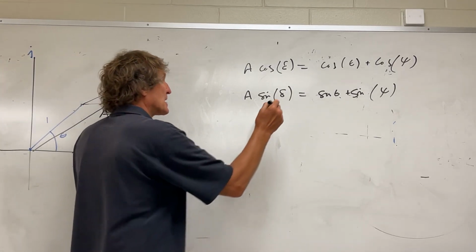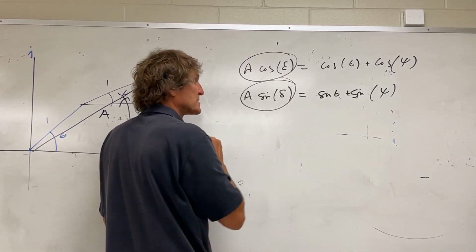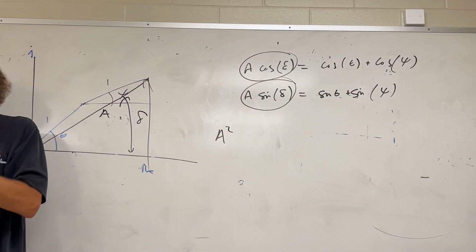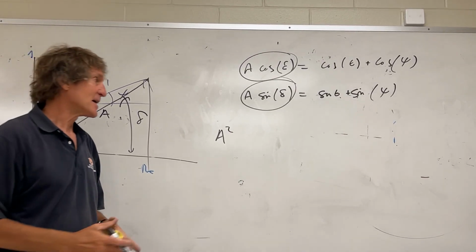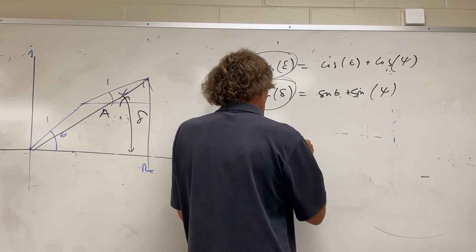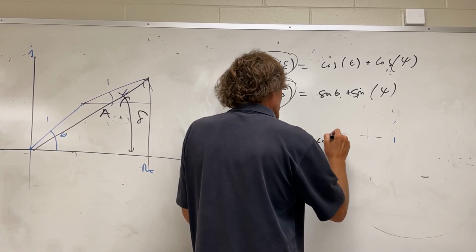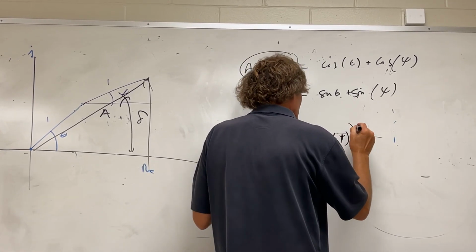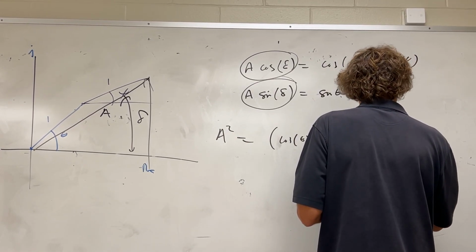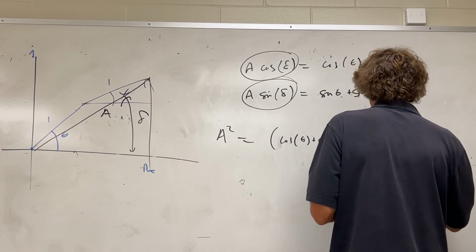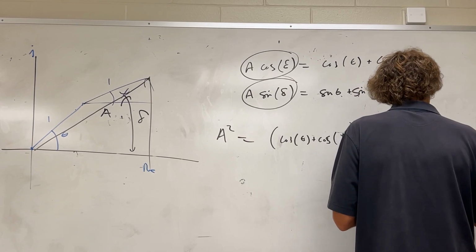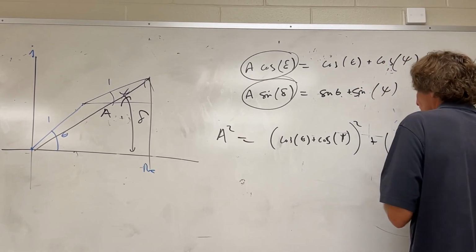Now, I go ahead and I square this, and I square this and add it together. So I get A squared times sine squared plus cosine squared, which is 1, is equal to, now I square those. So I get cosine of theta plus cosine of psi, squared, right? That's that one, plus, you can almost see what's happening here, sine of theta plus sine of psi, squared. Y'all with me?